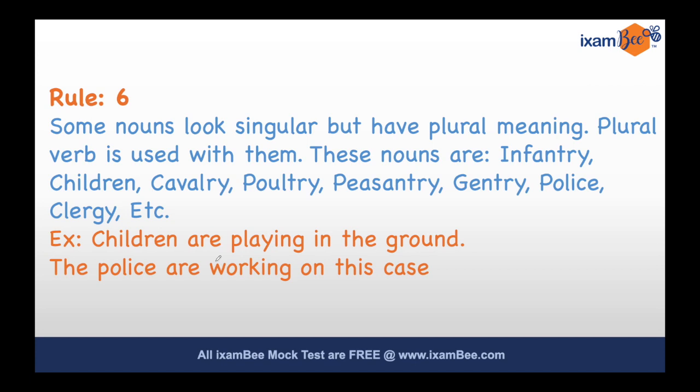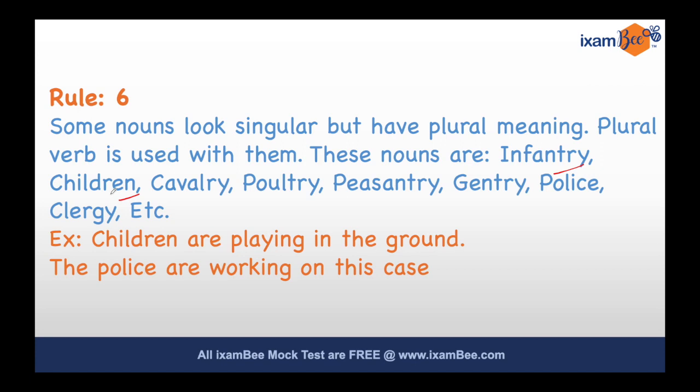Now let's take a look at the last rule of the video. Some nouns look singular but have plural meaning. It's just the opposite, right? So plural verb is used with them. For example, we have infantry, children, right? It looks singular, but children means we're talking about a group of children. We are talking about a couple of children, right? It's not one unit. It's talking about many children.